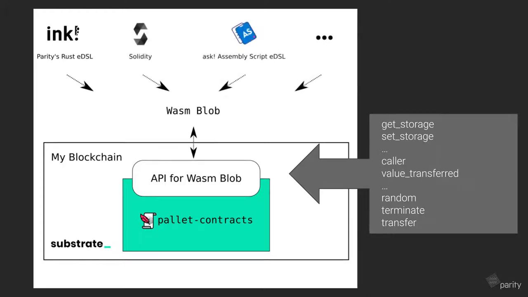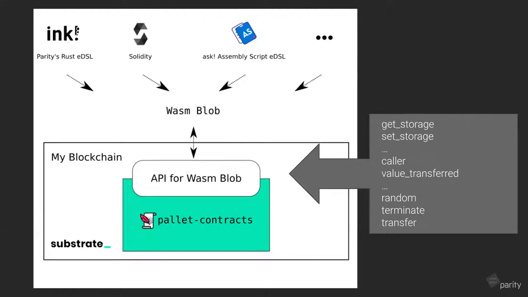What I should mention here is that the contracts pallet is a WebAssembly runtime for smart contracts. We can use Ink to write smart contracts and compile them to WASM. But there are also other languages which you can use to program smart contracts and then compile them to WASM. There is ASK, which is an AssemblyScript EDSL, which was already built for this purpose. And indeed, you can also compile Solidity to WebAssembly. There exists a Solang compiler, which allows you to do this.